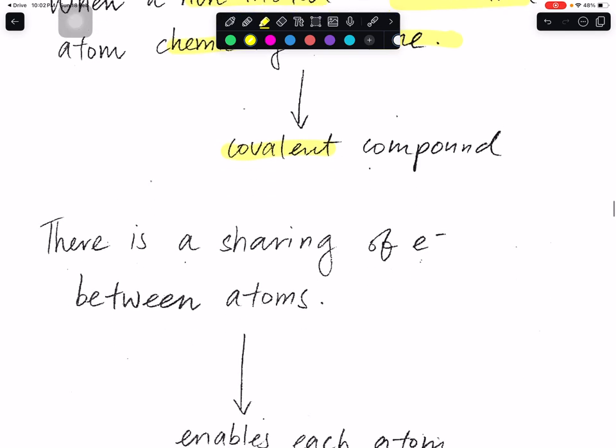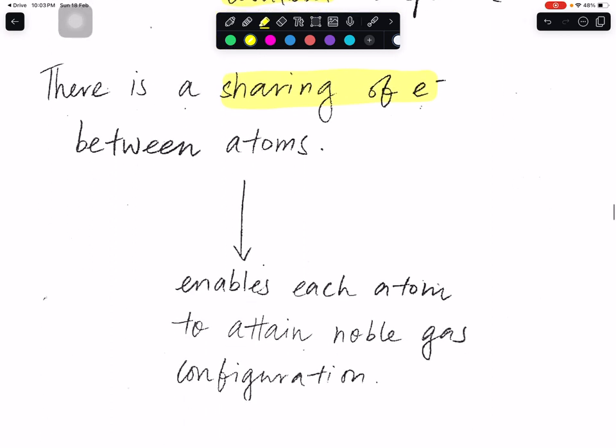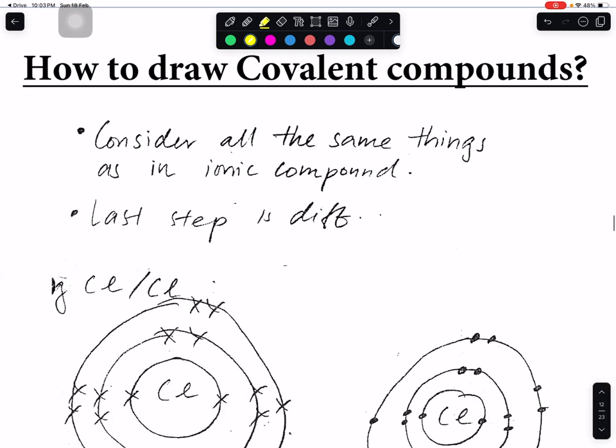In ionic compounds, there was a transfer of electrons, but instead of transferring electrons, now we will do a sharing of electrons instead. So why do we do that? It's the same reason as ionic, so that it enables each atom to attain their noble gas configuration. Let's take a look at how this happens.